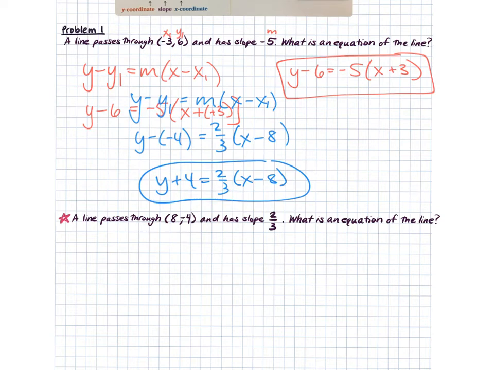Okay, so here our slope is 2/3, so that goes here. And then our x is 8, so it's x minus 8. And then our y is -4, so it's y plus 4. So y plus 4 equals 2/3 times x minus 8.